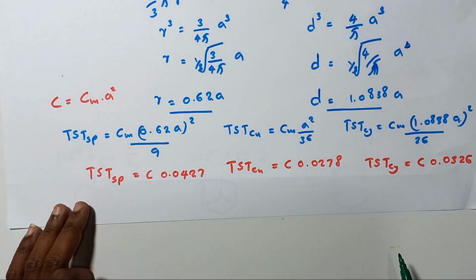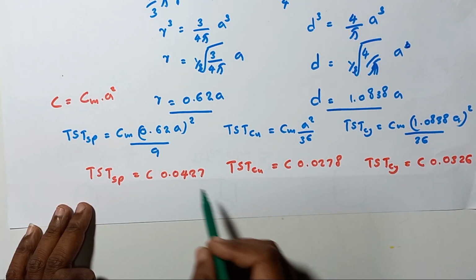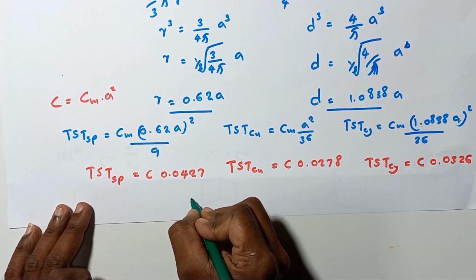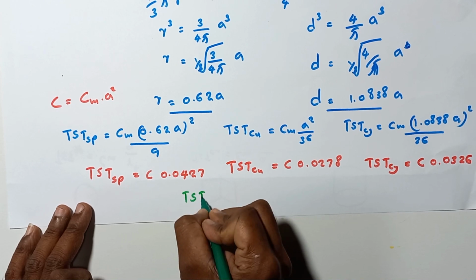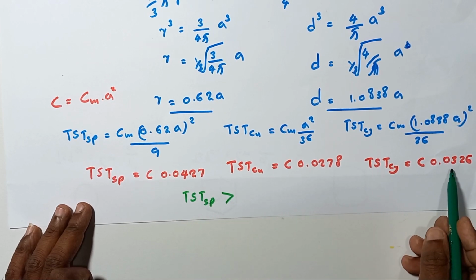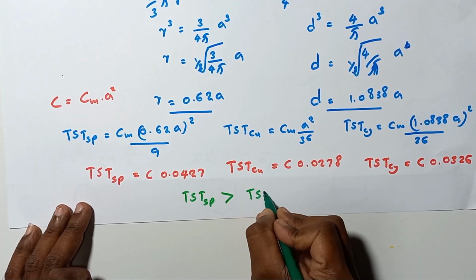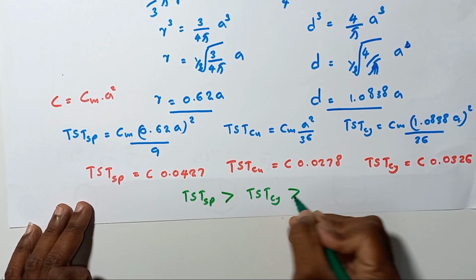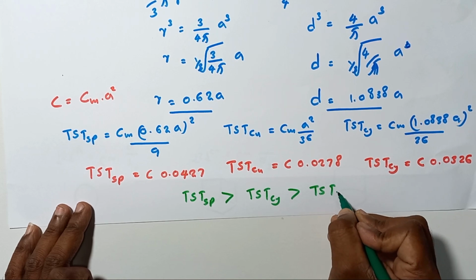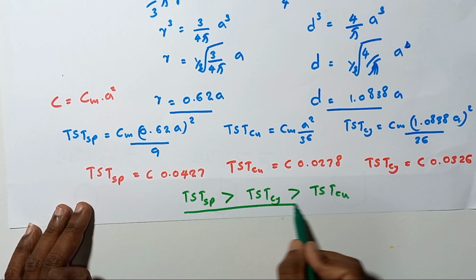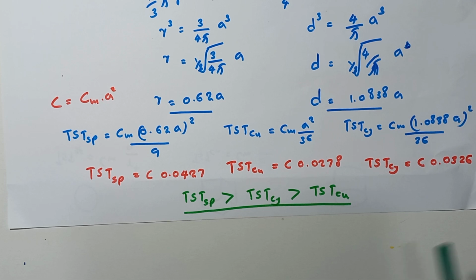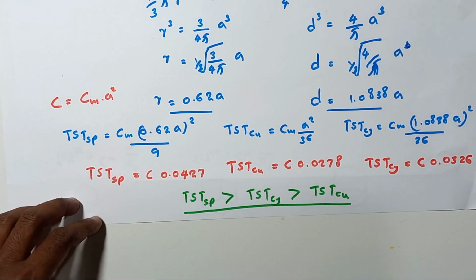Which one is the highest? The highest solidification time is the sphere. Next is the cylindrical shape. Then the smallest one is the total solidification time of the cube. This is how the solidification time varies for different geometries. Okay, thank you for watching.